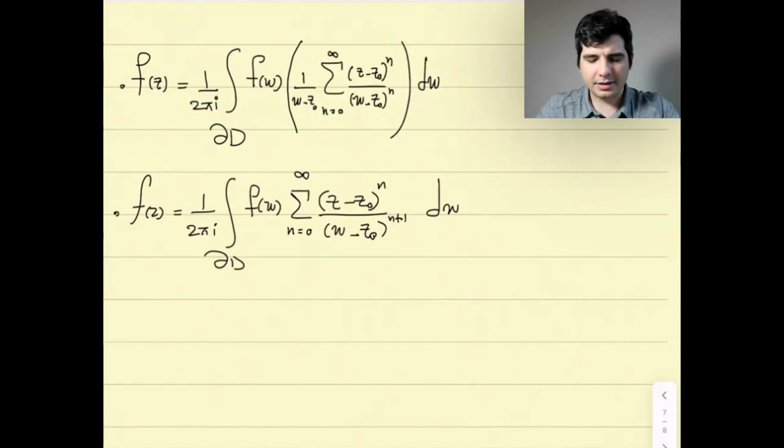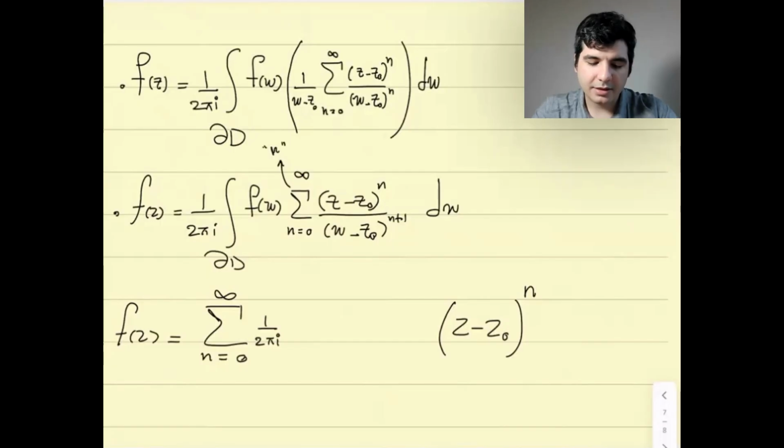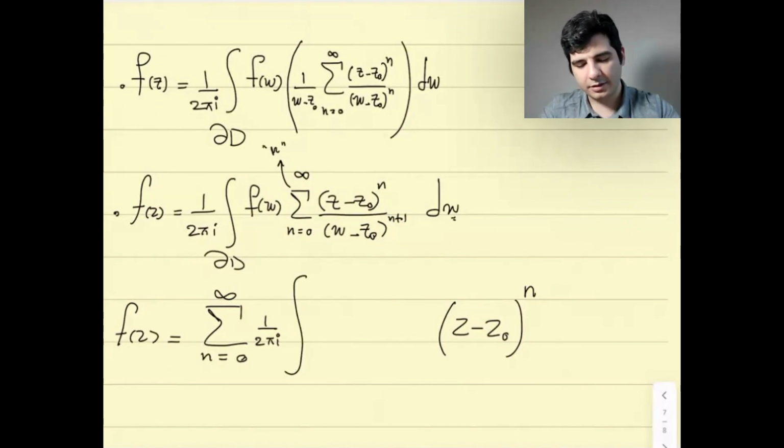Okay, so why does it tell us that f can be written as the sum from n equals 0 to infinity of some constant times z minus z naught to the n? Well, look at the formula we have. The infinite sum is indexed by n, while the integral is over w. You can swap them. They have nothing to do with each other. So I can bring the sigma out of the integral.